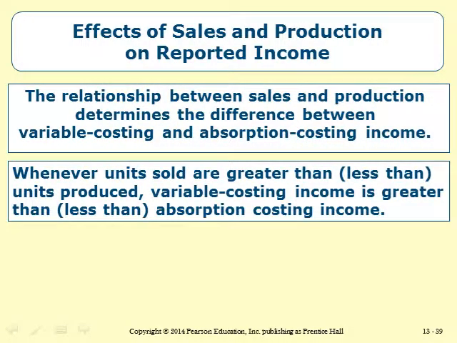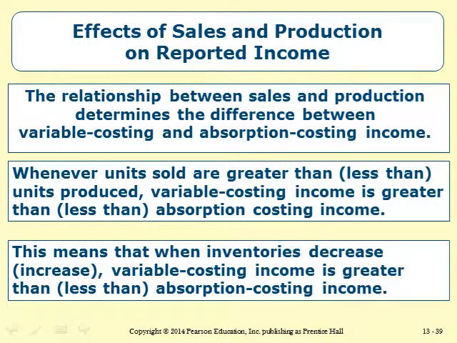And so finally, remember that it is the relationship between sales and production that determines the difference between variable costing and absorption costing income. Whenever units sold are greater than or less than units produced, variable costing income is greater than or less than absorption costing income. This means that when inventories decrease or increase, variable costing income is greater or less than absorption costing income.